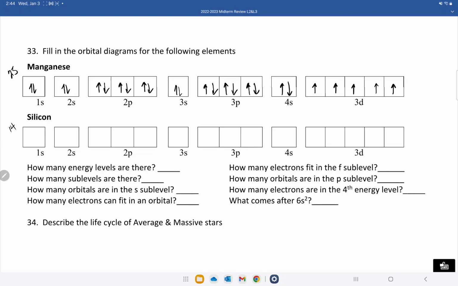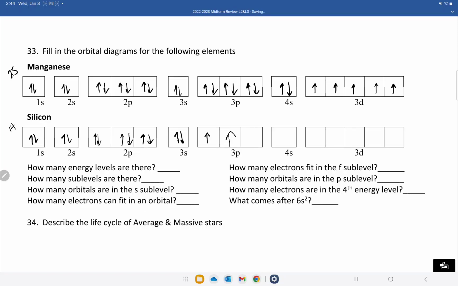Silicon, I have to put 14. The 1s, 2s, 2p. Remember, we do up, up, up, down, down, down. That's 10, 11, 12, 13, 14. And that would be silicon.